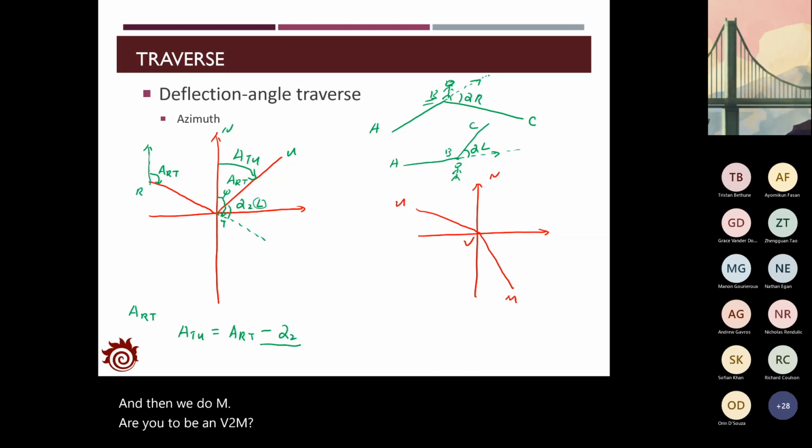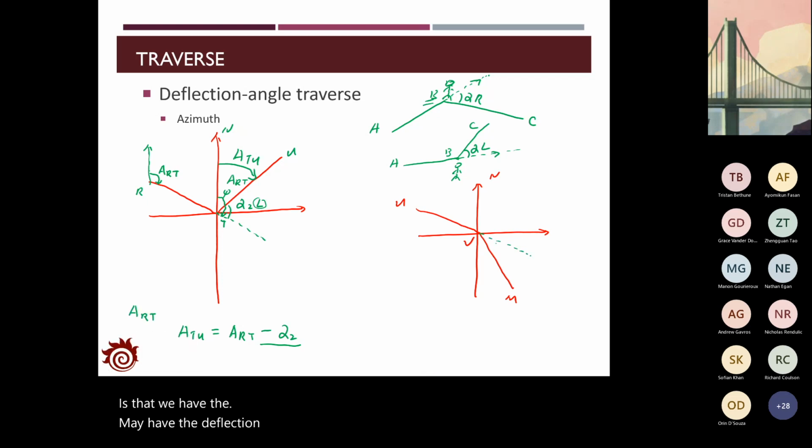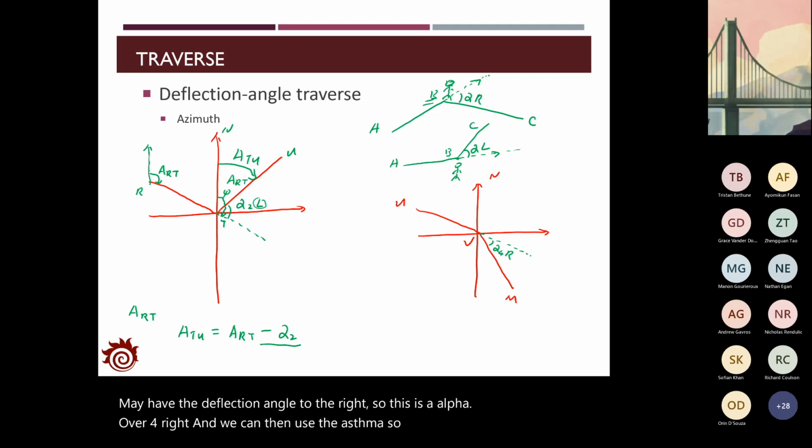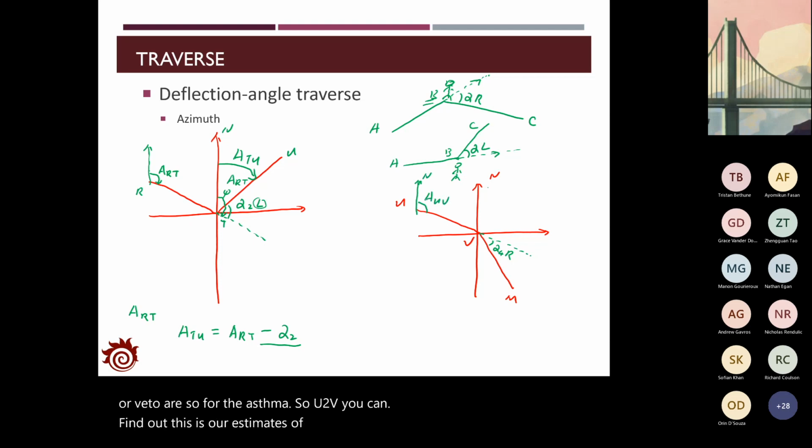With that, we have the deflection angle to the right. So this is alpha right, and we can then use the azimuth of U to V to find the azimuth of V to M. So for the azimuth of U to V, this is the azimuth of U to V. This is the north direction, and it is also the angle between the north direction here and the extended line. So this is also the azimuth of U to V.